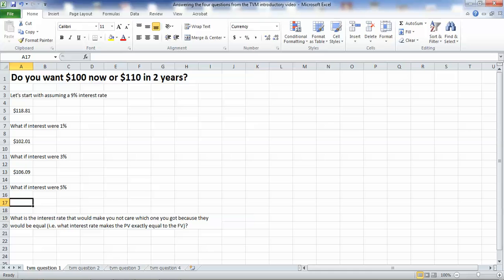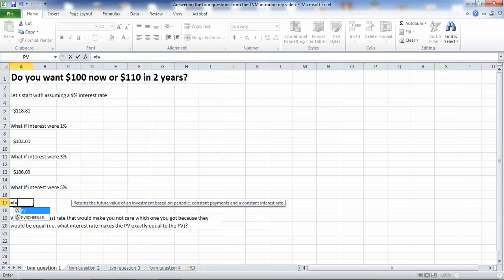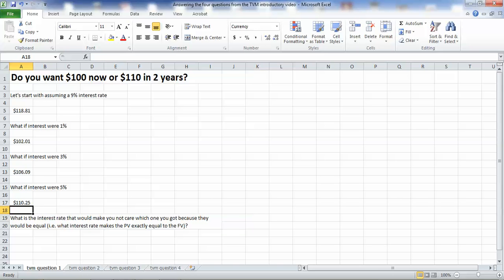Let's try 5%. Again, we take equals FV, paren, our rate is 0.05, number of periods is 2, payment is still 0, present value is negative 100 still, hit return, $110.25. Woohoo! We're probably getting close to the break-even interest rate, where the present value of $100 is the same as waiting for the money and getting $110 in 2 years. In this case, because it's a little bit higher, we would want to take the $100 now and pop it in the bank.